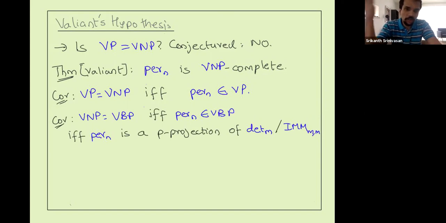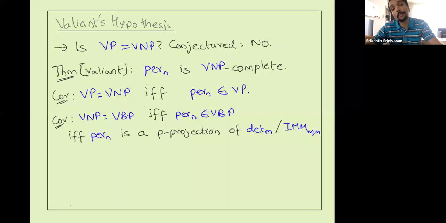But if you recall, we introduced a sequence of complexity classes. We also spoke about VF and VBP. So what about VNP versus VBP? Maybe we're not able to answer VNP versus VP. Well, here, VNP equals VBP if and only if the hardest problem, the permanent, is in VBP. As we saw some time ago, every problem in VBP is an efficient projection of a determinant or IMM. So this is exactly the problem of whether the permanent is a projection of a small determinant or a small instance of IMM.